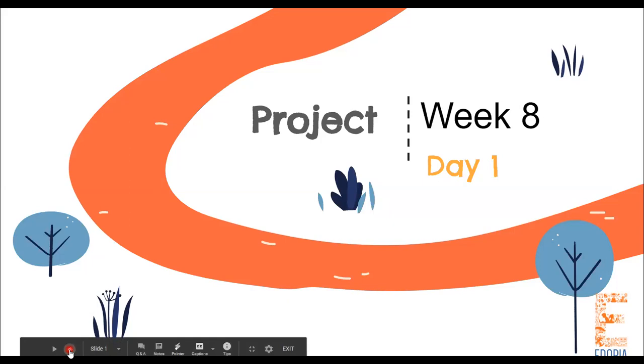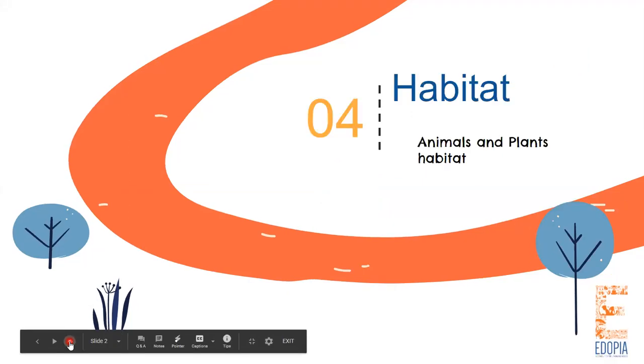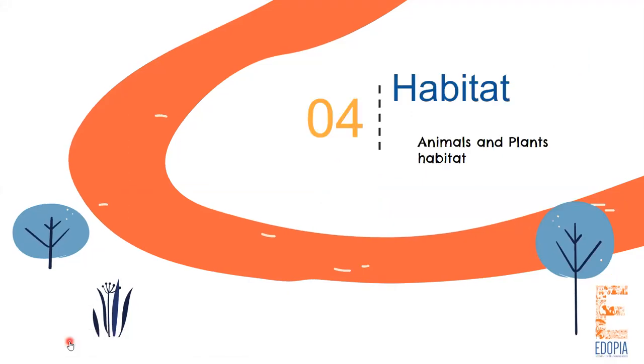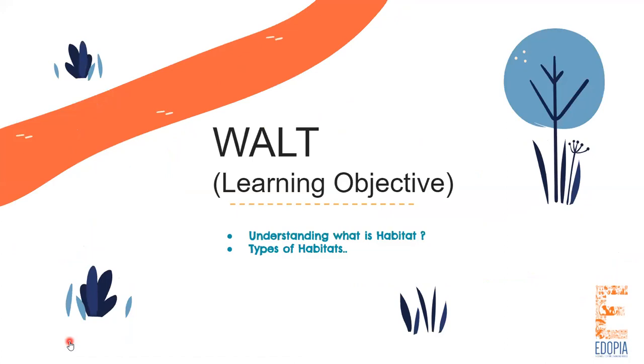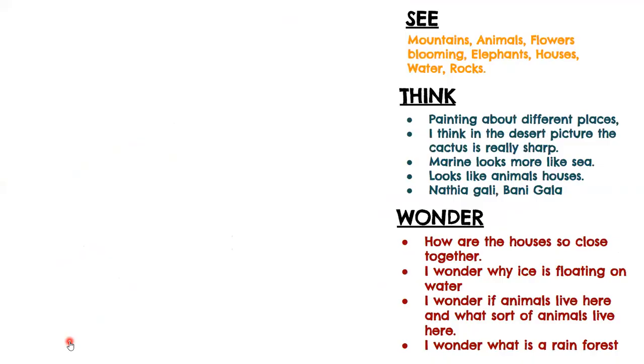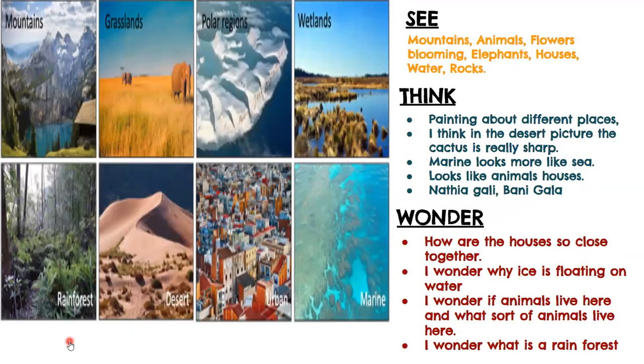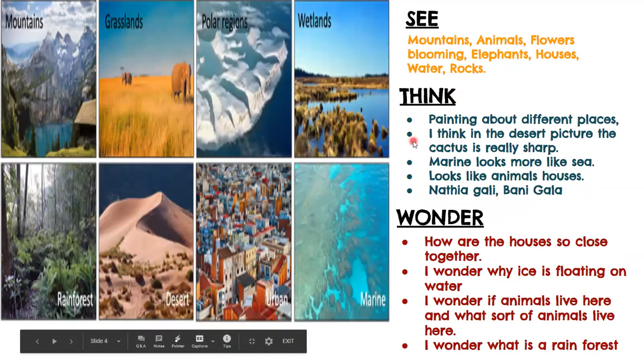In this week's project, the class was divided into literacy and science side by side. This week we learned about habitats, animal and plant habitats, and how to understand what a habitat is and what the different types of habitats are. We saw a picture in class today and had an activity called See, Think and Wonder. We asked the children to tell us what they see in the pictures.